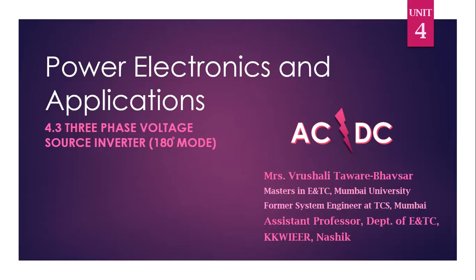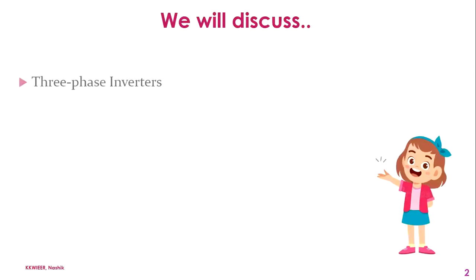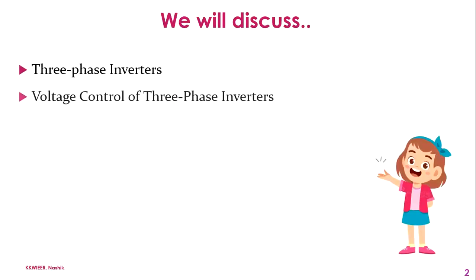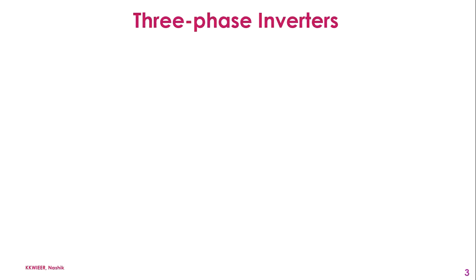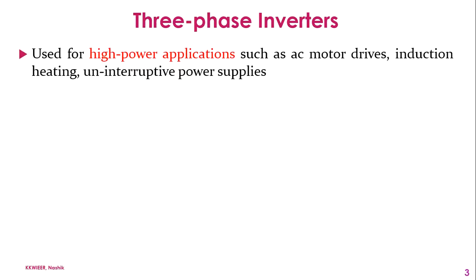In the fourth unit, we are in the third session of this series, and in this we are going to learn three-phase inverters, the voltage control of three-phase inverters and its 180-degree mode operation with the resistive load. So these three-phase inverters are used for high power applications such as AC motor drives, induction heating, uninterruptible power supplies, that is, UPS systems.